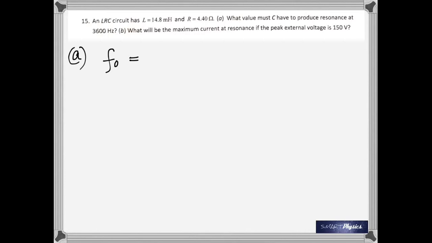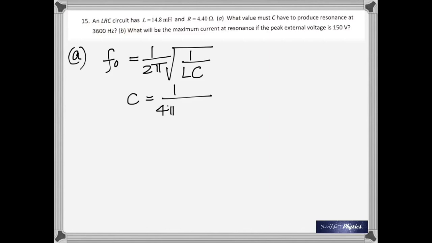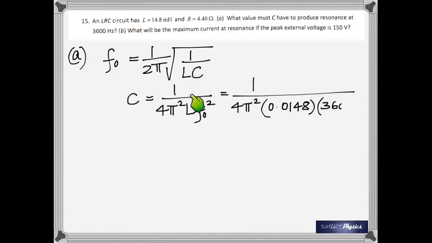at 3600 Hertz? Now, the resonant frequency in an LRC circuit is given by 1 by 2 pi square root of LC. Since we are asked to find the value of capacitance, rearrange it and plug in the values of inductance and resonant frequency. You can see that I've squared both sides to get rid of the square root, and that's why this has a square there. And you get 1.32 times 10 to the negative 7 farad.